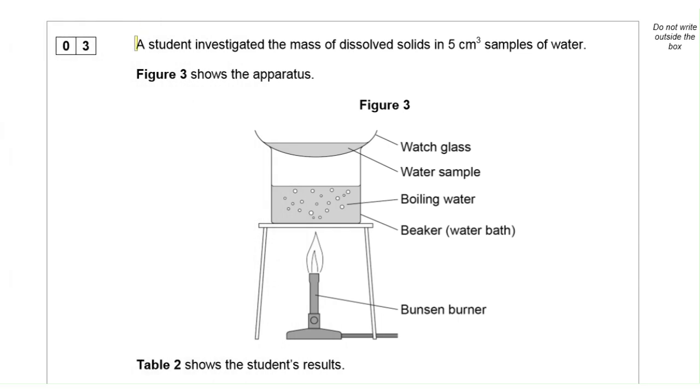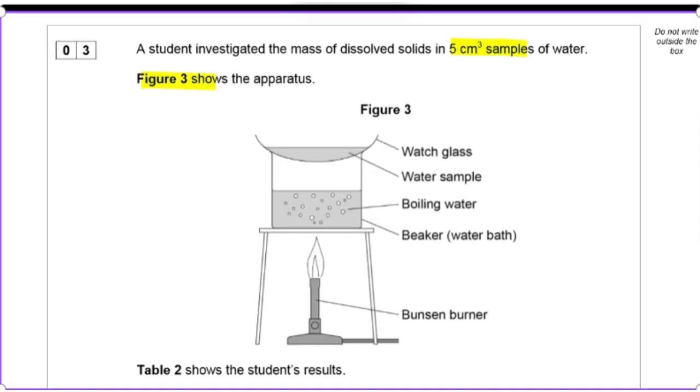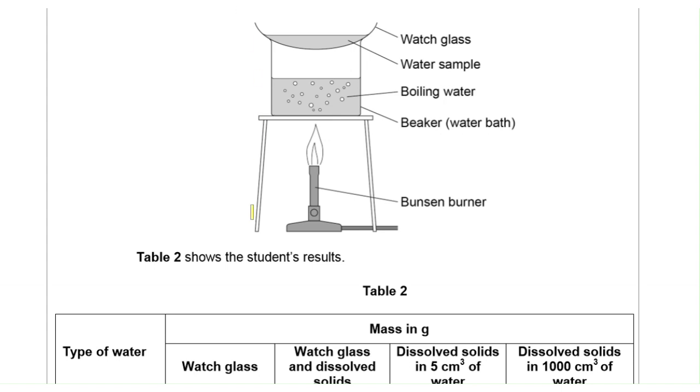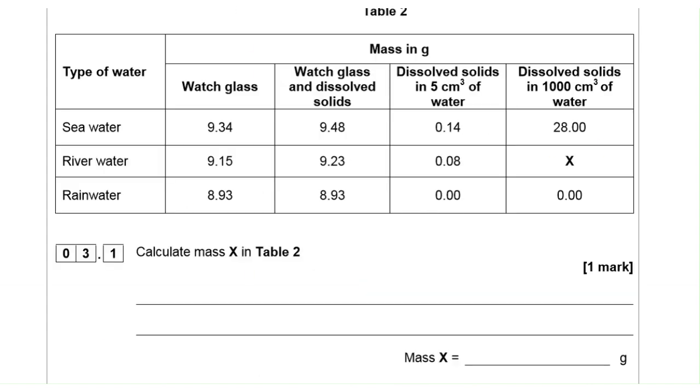A student investigated the mass of dissolved solids in 5 cm³ samples of water. Figure 3 shows the apparatus. So you've got a beaker, Bunsen burner, tripod, what we might call a water bath, and a watch glass on top. Table 2 shows the student's result. Question 3.1. Calculate mass X in table 2. And here's mass X here, look. This is what you're going to try and work out. And this is a 1-mark question.